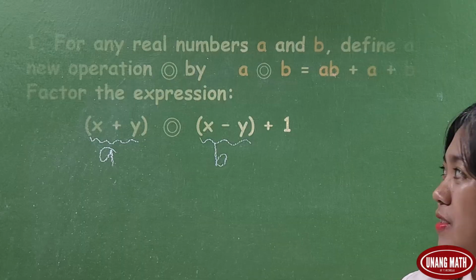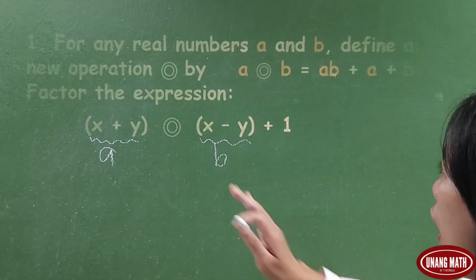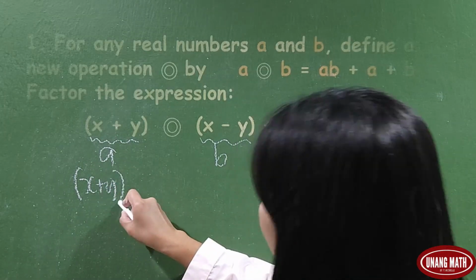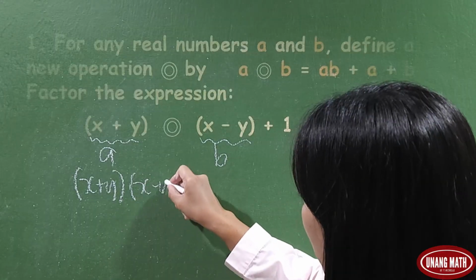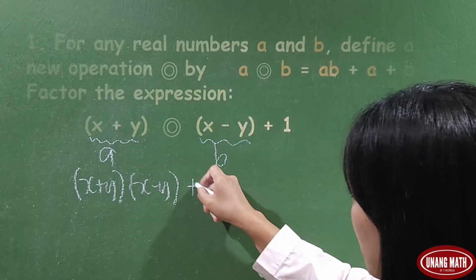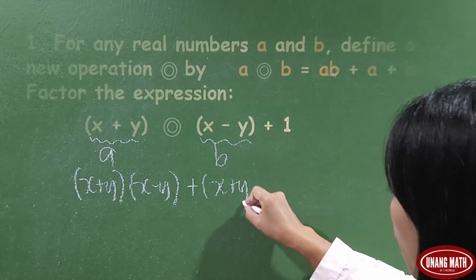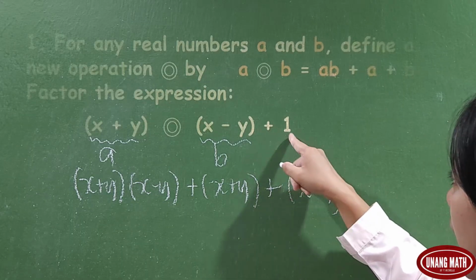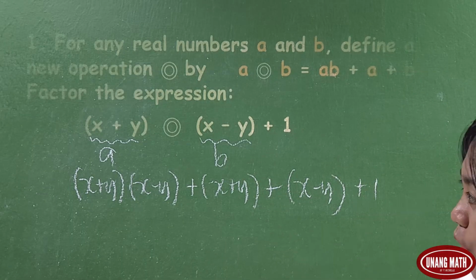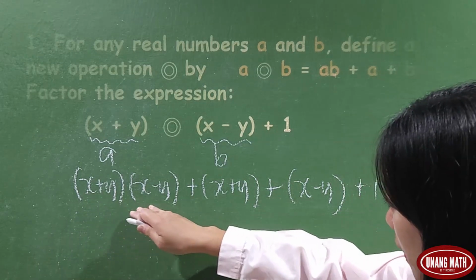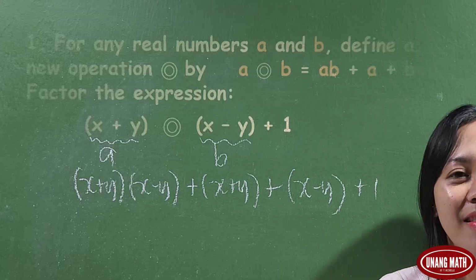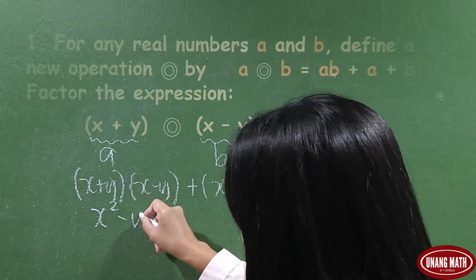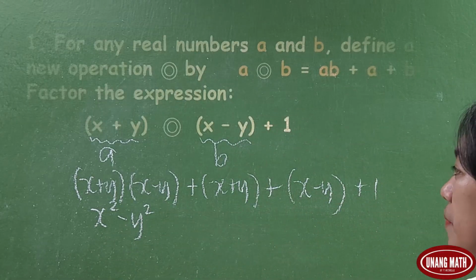So how are we going to use then this symbol? AB, which means x plus y times x minus y, plus a, so plus x plus y, plus b, which is plus x minus y, and this is plus 1. For these expressions, x plus y times x minus y, this is difference of squares. So this is then equal to x squared minus y squared.